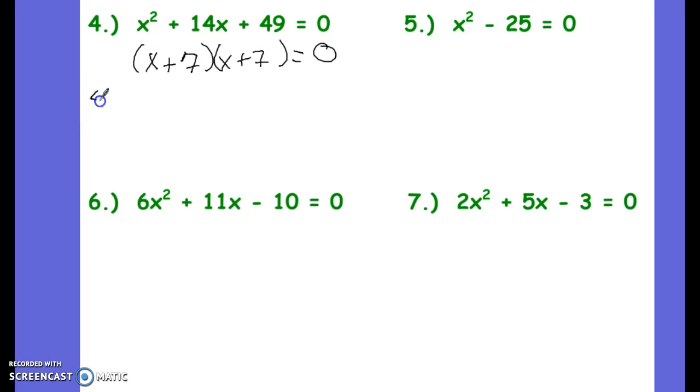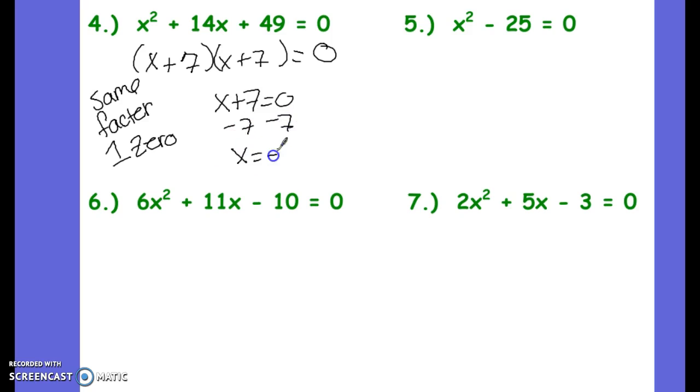Notice they're the same factor, so you're going to have 1, 0. You could just say x plus 7 equals 0, subtract 7, and get x equals negative 7. That just means it touches your x-axis in one place.